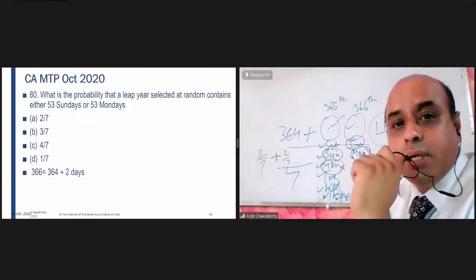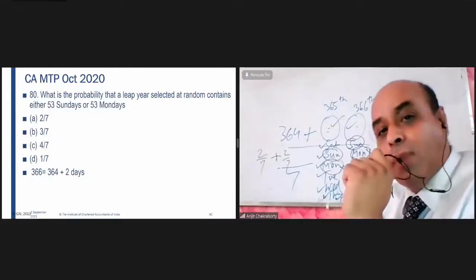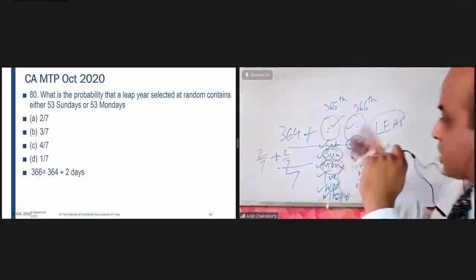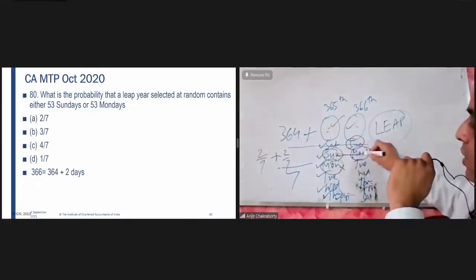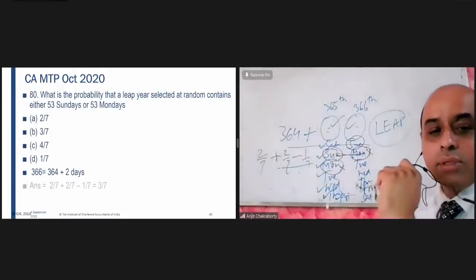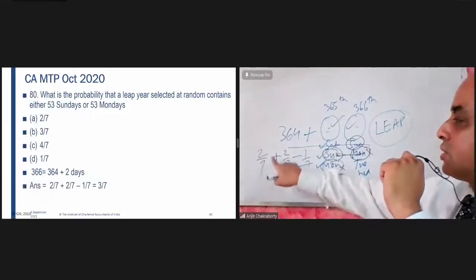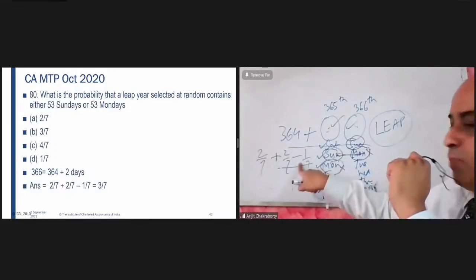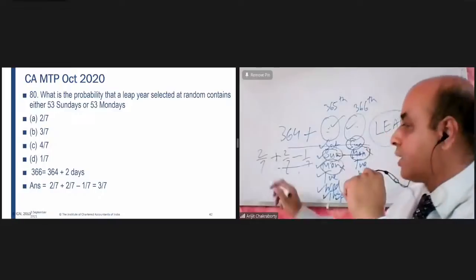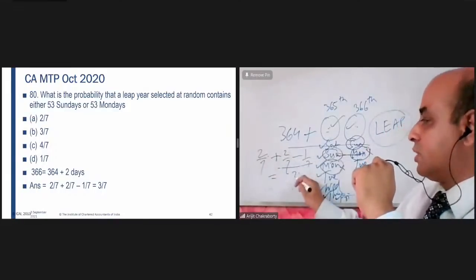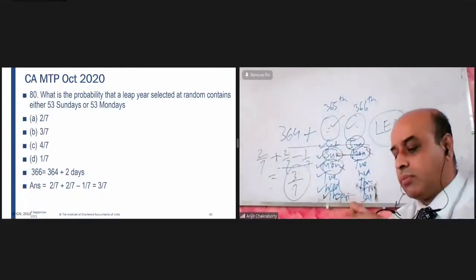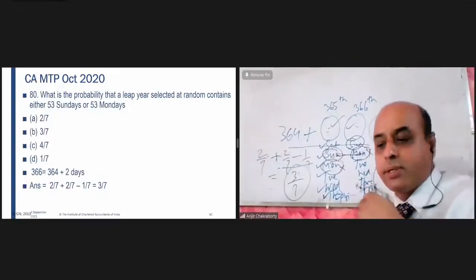Now we have to see the probability of Sunday or Monday, that is P(A) plus P(B) minus P(A intersection B). Now Sunday and Monday can take place in only one condition, so we will subtract that. So the formula becomes 2 by 7 plus 2 by 7 minus 1 by 7. And that gives you 2 plus 2 is 4, minus 1 is 3, 3 by 7. So it's a very interesting problem and a very intelligent problem. This is the type of problem one can expect for the exam.